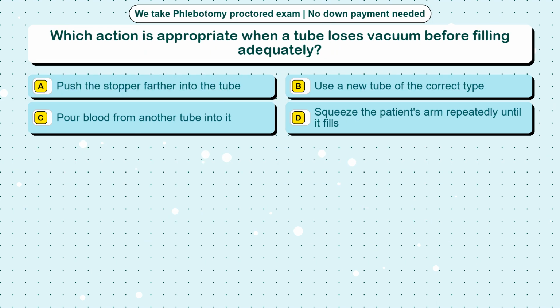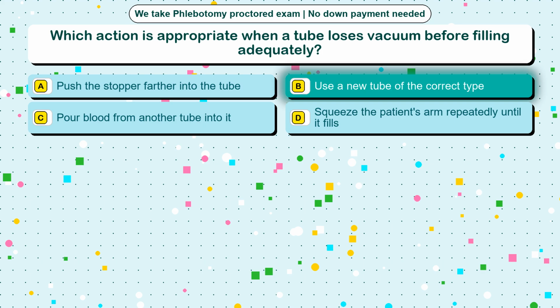Question 51. Which action is appropriate when a tube loses vacuum before filling adequately? Option A. Push the stopper farther into the tube. Option B. Use a new tube of the correct type. Option C. Pour blood from another tube into it. Option D. Squeeze the patient's arm repeatedly until it fills. The correct answer is option B.